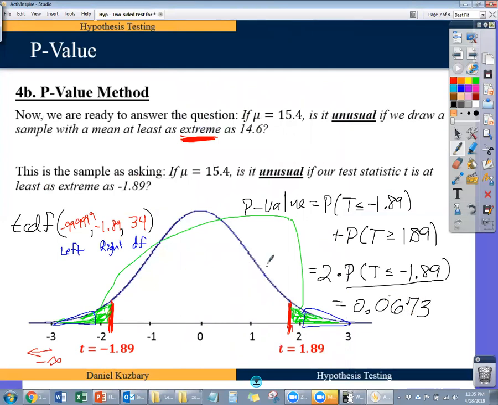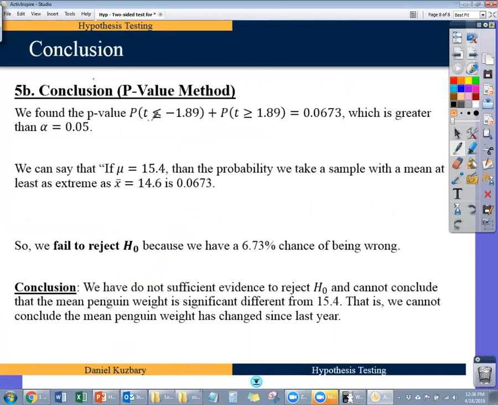So this p-value is equal to 0.0673. So the p-value is equal to those 2 green regions put together. In other words, the area of those two regions put together is equal to 0.0673. So that's the chance we get something at least as extreme as negative 1.89. So something at least as far this way or at least as far that way. So that's our p-value. So we found the p-value is equal to the probability that t is at least as small as negative 1.89 plus the probability t is at least as big as 1.89, which was 0.0673, which is greater than alpha.